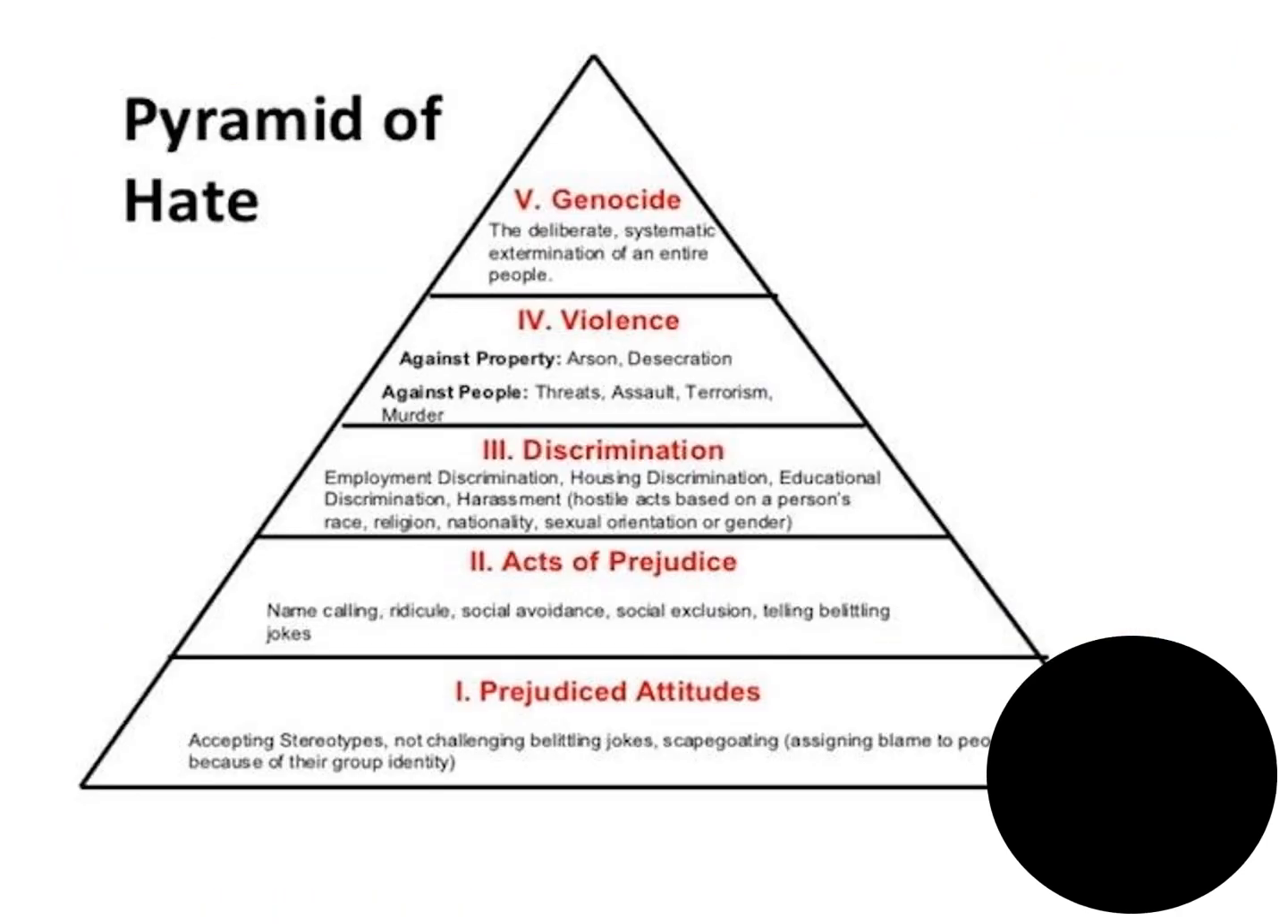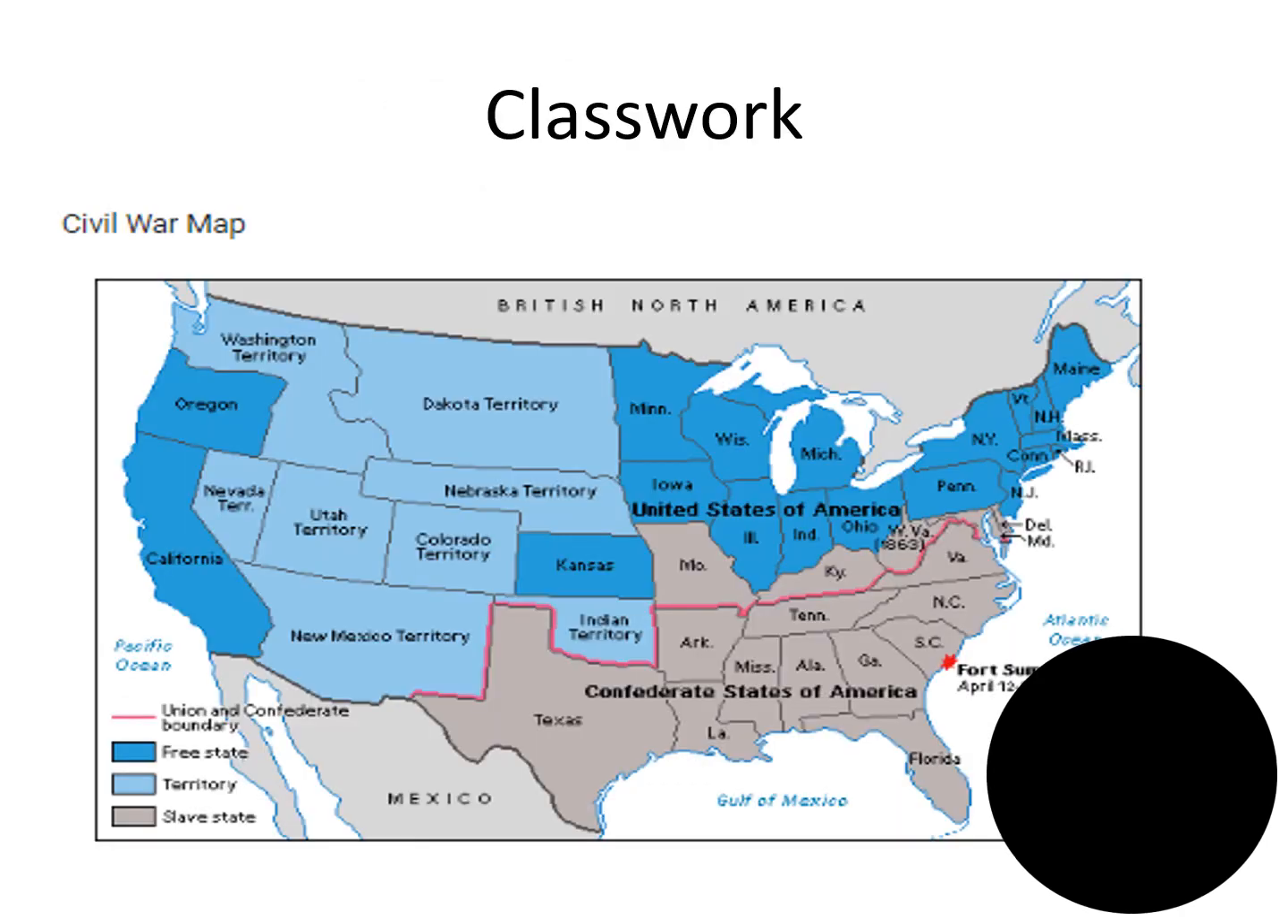The pyramid of hate, we've addressed this a couple of times, and I would say that the social disadvantages fall here, whereas the prejudice and discrimination fall in this particular category.